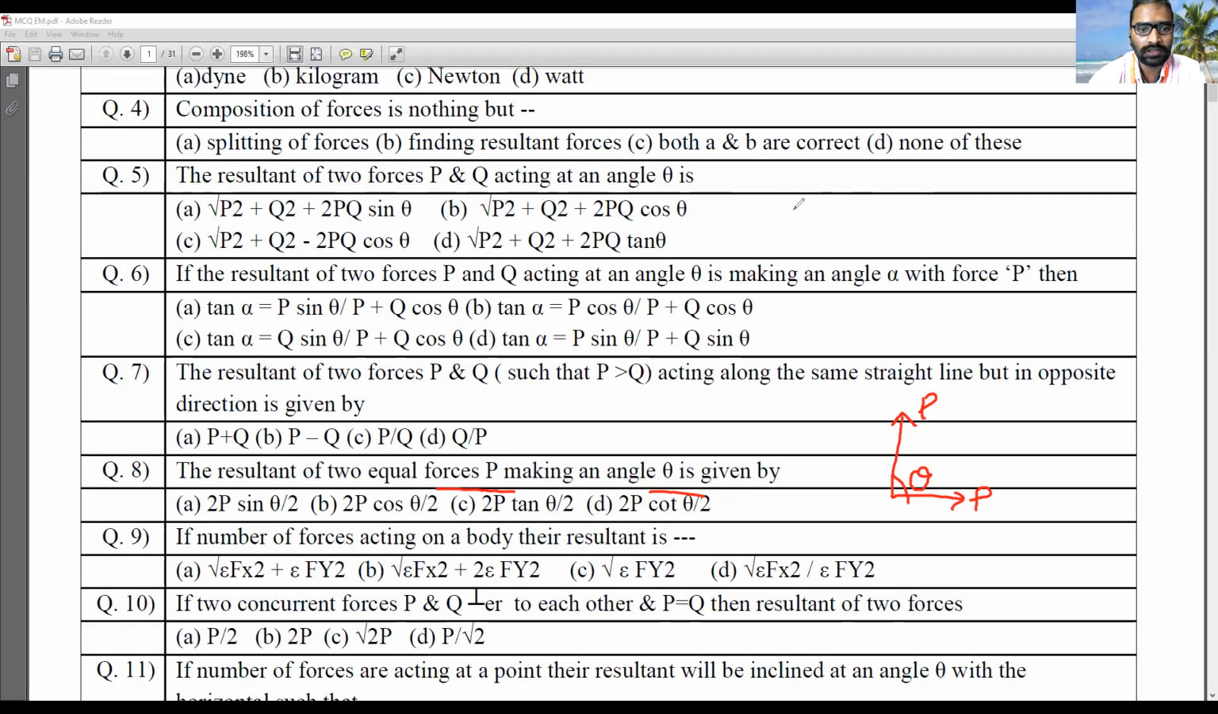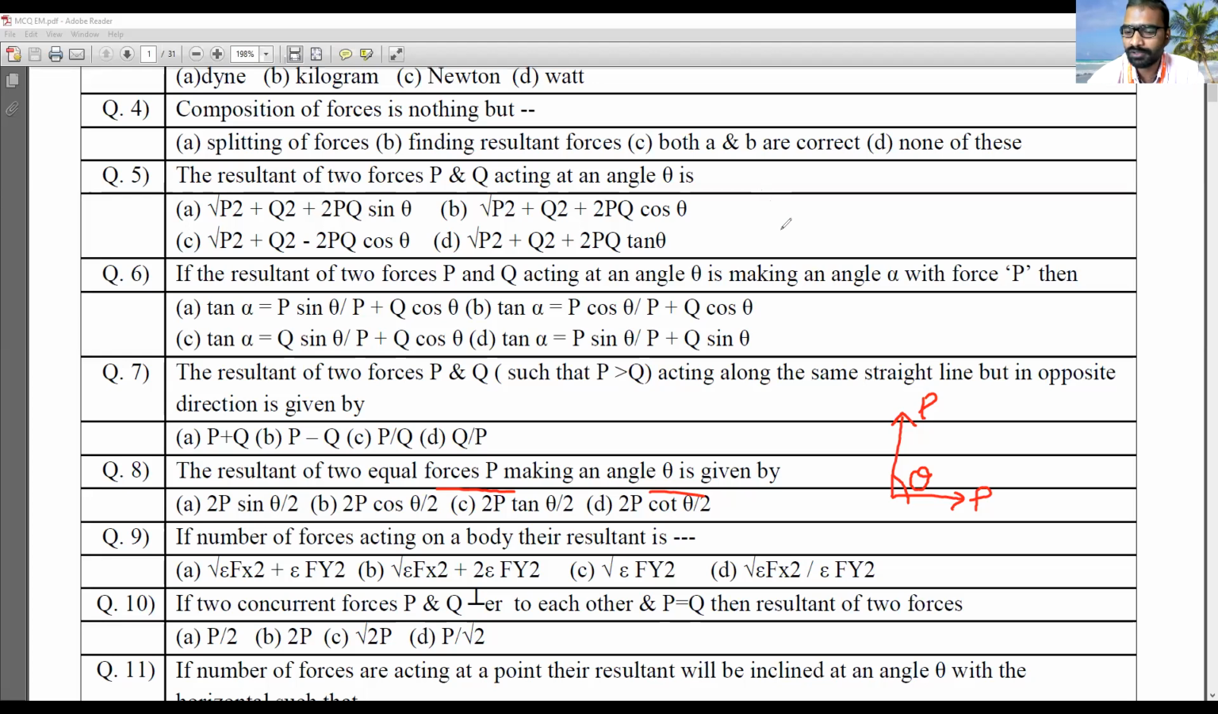Roll number 29, Option number 1, sin theta by 2. Okay, Option A. Next, roll number 20, Option C, sir. What is Option C? 2P tan theta by 2. Okay. And then roll number 61, Karan: 2P cos theta by 2. Yes, 2P cos theta by 2 is the correct answer.